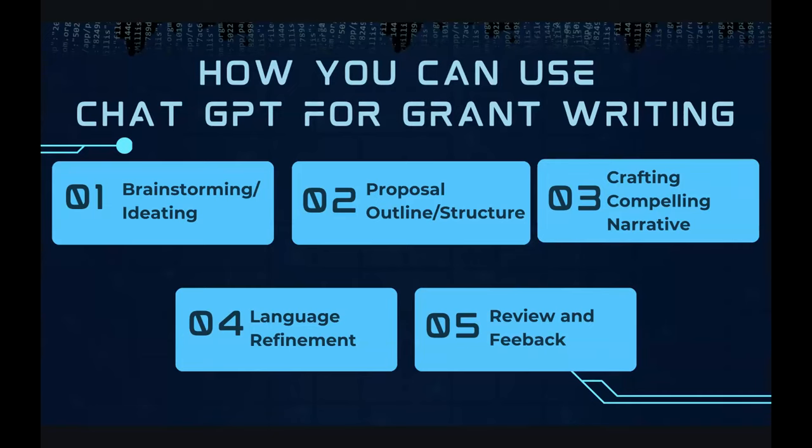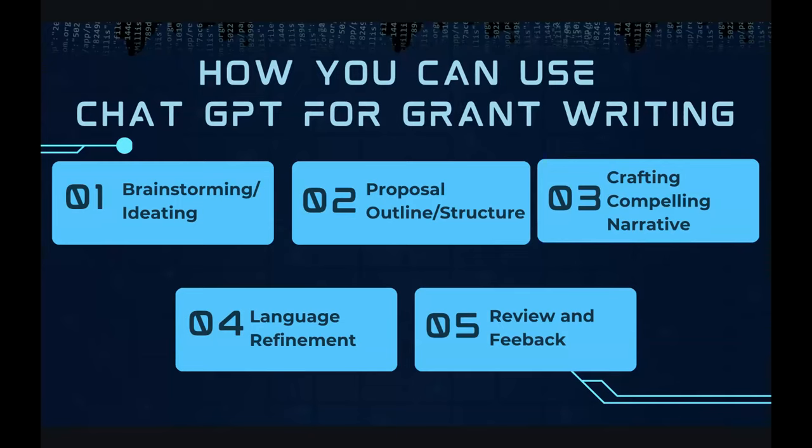So we can use ChatGPT to refine the language, grammar, and style of your grant proposal. It can help you avoid common writing errors, suggest improvements to sentence structure, and provide vocabulary suggestions to enhance the clarity and coherency of your writing. Additionally, you can use ChatGPT to proofread and edit your proposal for typos and grammatical mistakes.